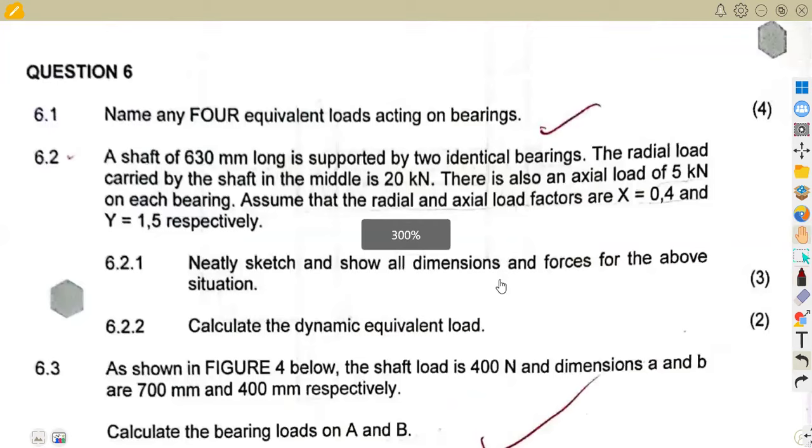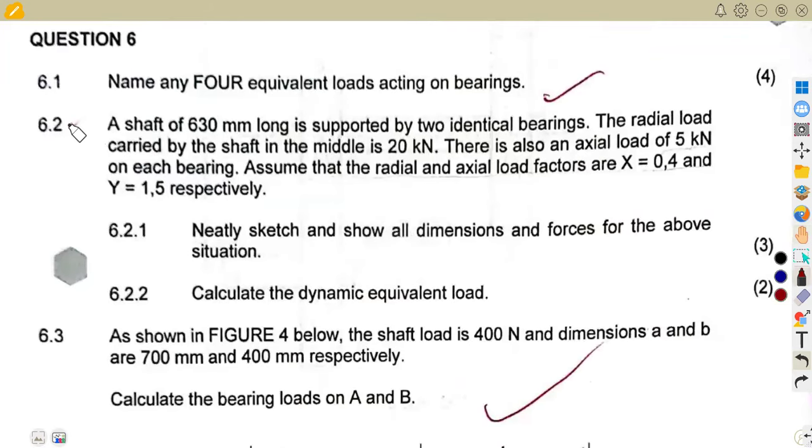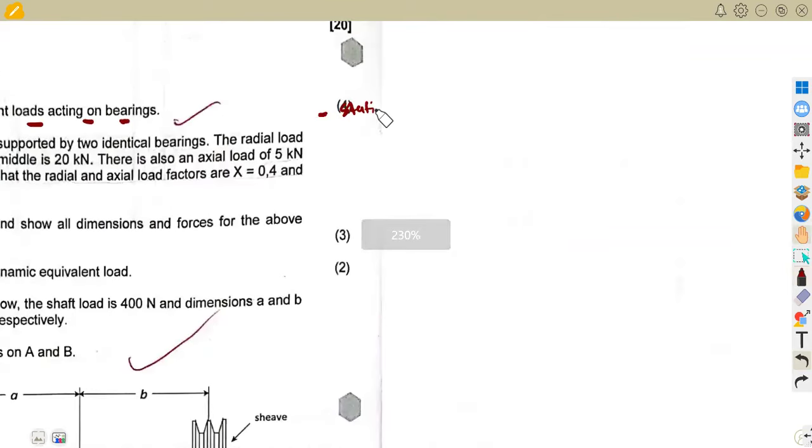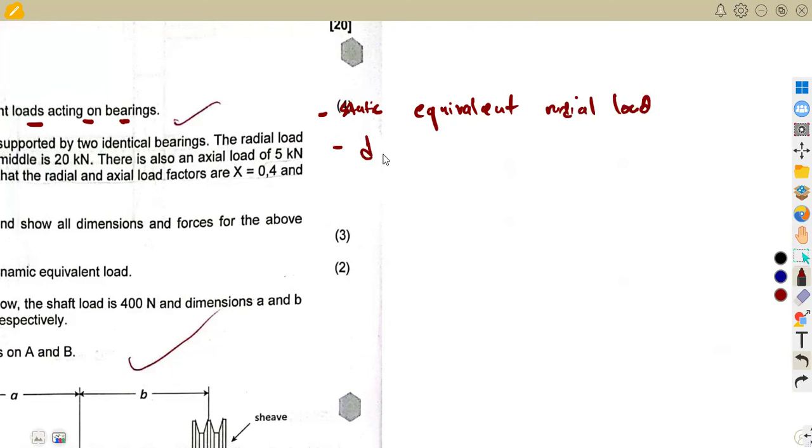Question number 6, we are given the question on bearings there. 6.1, name 4 equivalent loads acting on bearings. Remember that on bearings, I said there are so many loads that we're going to consider. We have got the static equivalent load, the equivalent radial load. That's the spelling there. Radial load. Thus we also have the dynamic equivalent.